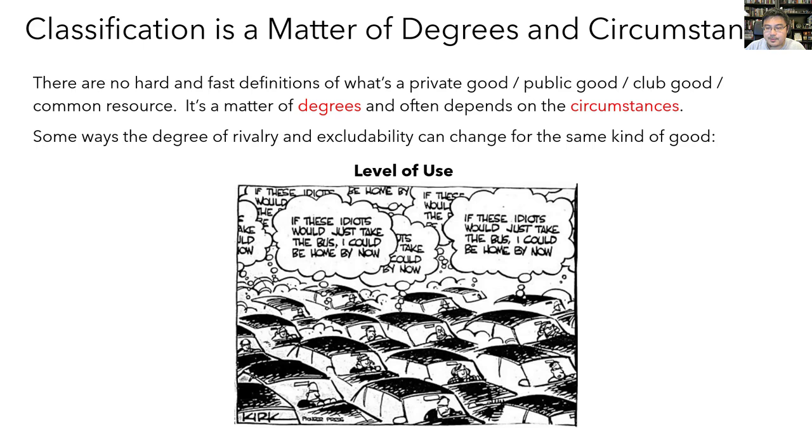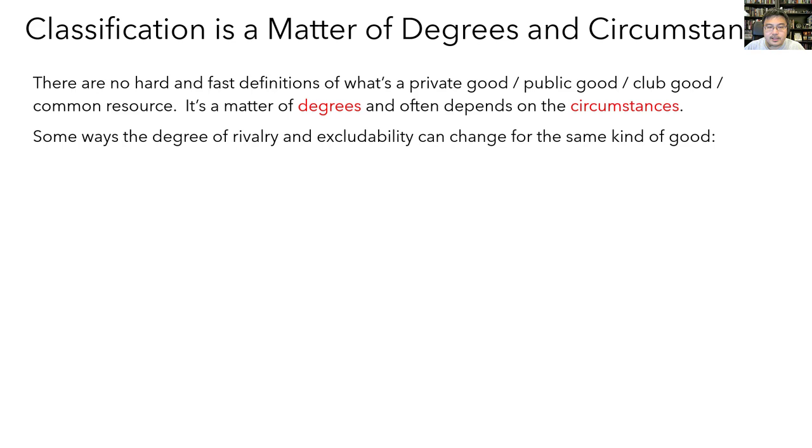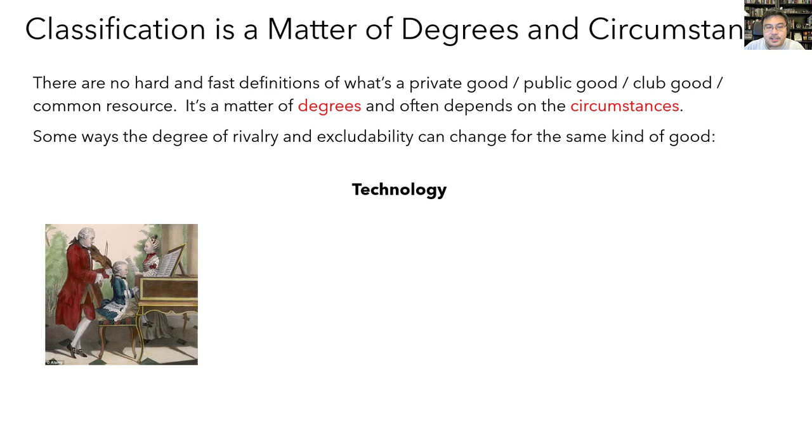So the third thing to think about is technology. Technology can affect the rivalry and the excludability of a good. And so we're going to use music for our example. In olden times, when music had to be performed live, music was more like a private good because only a limited number of people could listen to a performer at a time, and the musician could easily exclude who he or she would be willing to play for.